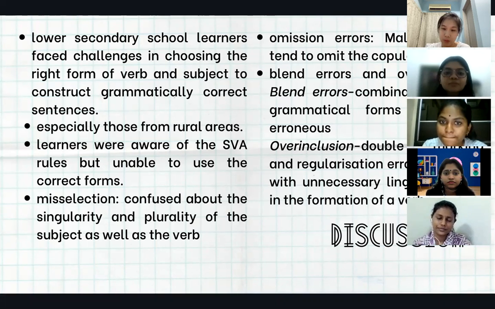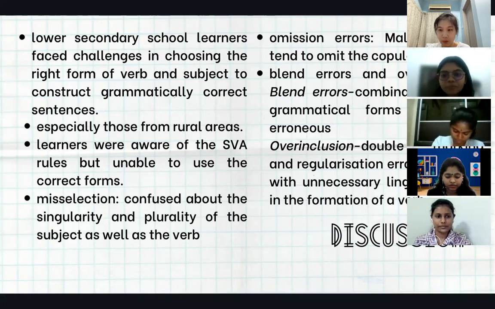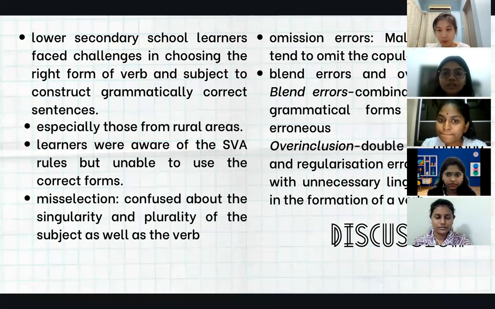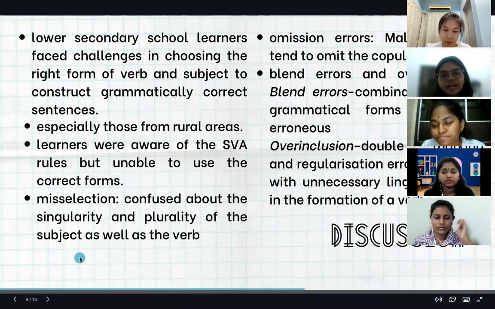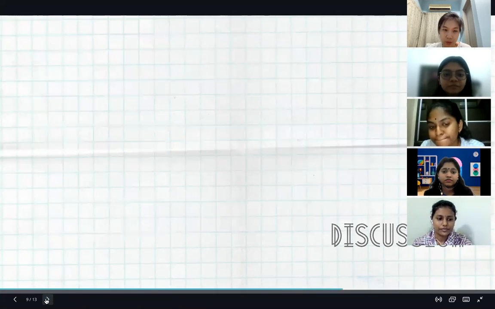nouns. In terms of omission errors, they were the second most common mistakes made by the learners, where they tended to omit the copula be. Blend errors and over-inclusion errors were also found in the learners' writings. Blend errors happen when the combination of two grammatical forms results in an erroneous structure. However, over-inclusion errors refer to double marking and also regularization errors that deal with unnecessary linguistic items in the formation of a verb. Next, we're going to look at the practical implications.